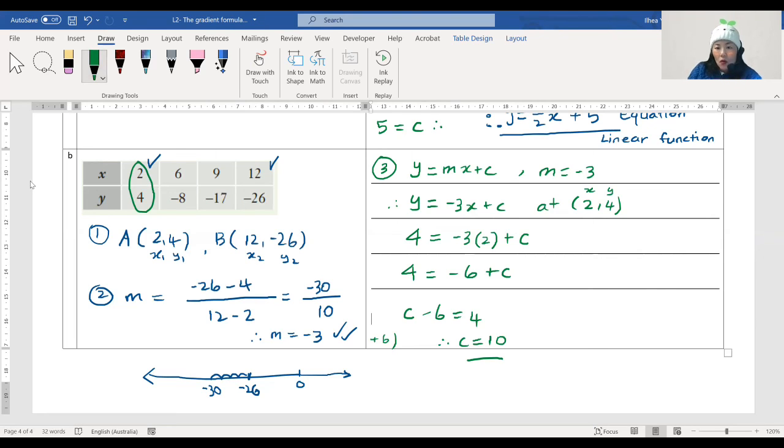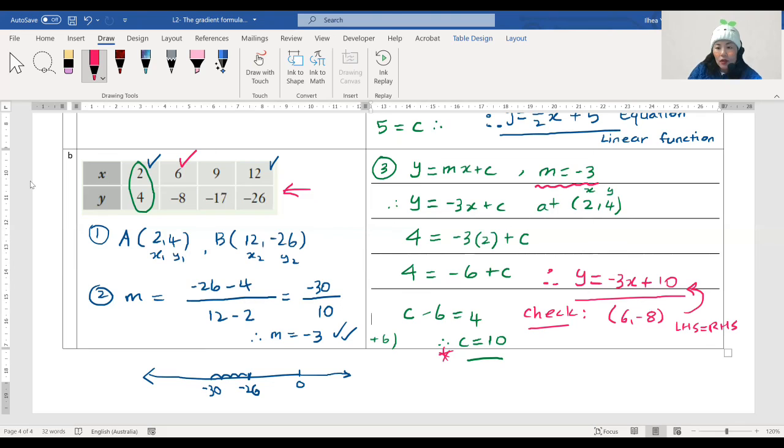Now, my equation is, therefore, y equals, because I've got my gradient and I have my y-intercept, minus 3x plus 10. That's my equation for this table of values. Let's check whether it makes sense. If I choose the second point, 6 and minus 8, and substitute into here, left-hand side should equal right-hand side. It'll be happy with that.